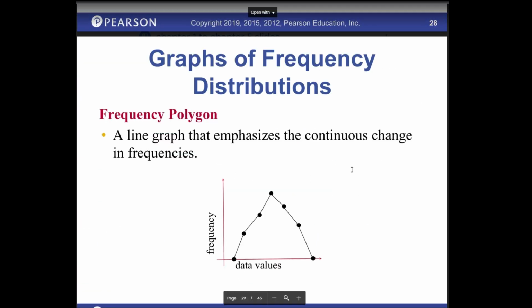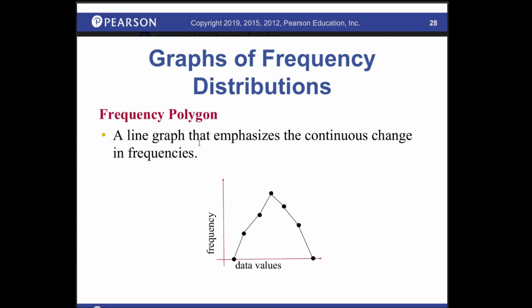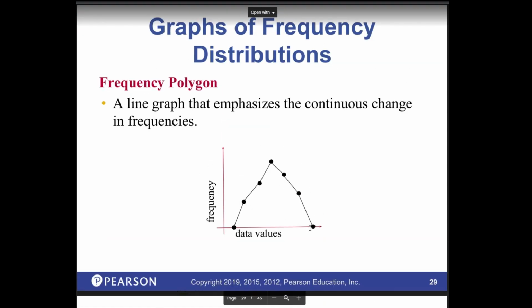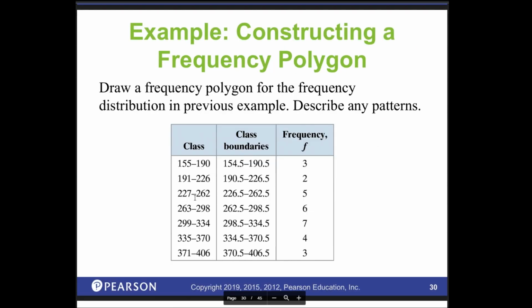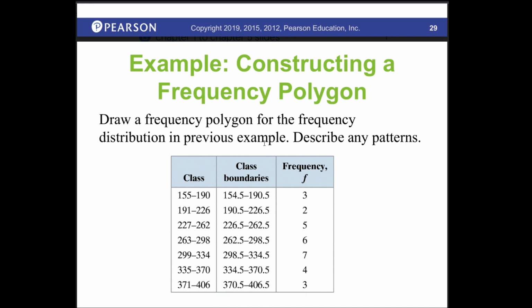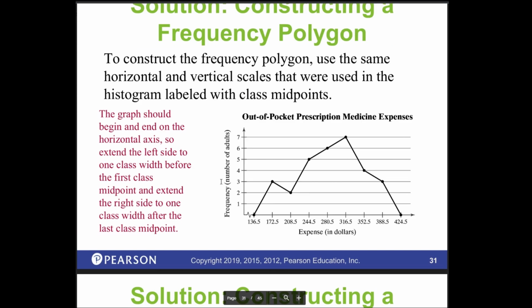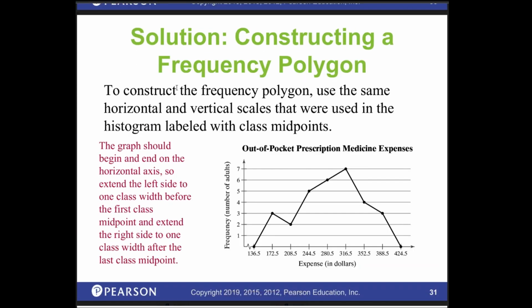And then another graph of frequency distributions is a frequency polygon, a line graph that emphasizes the continuous change in frequencies. As you can see, there's an example. So draw a frequency polygon for the frequency distribution in the previous example. Describe any patterns. Again, we're going to use the same numbers and create a frequency polygon.